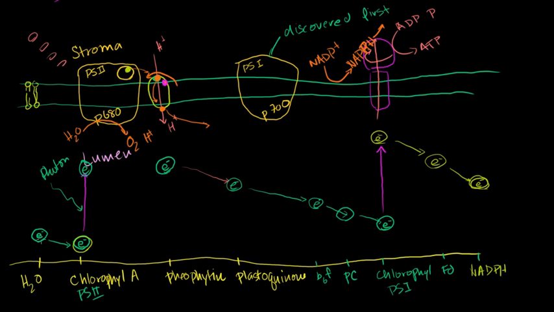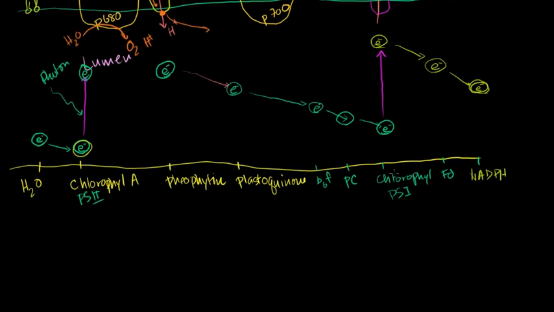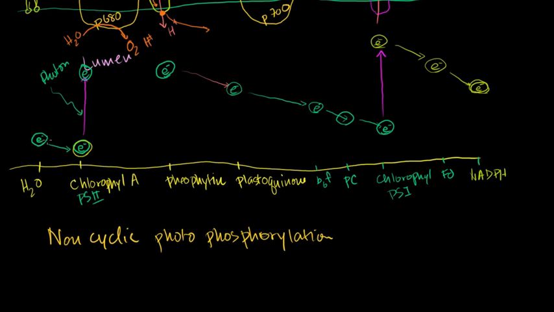But this idea of an electron going from water to NADPH, this is called non-cyclic photophosphorylation. And it's called non-cyclic because you're not reusing the same electrons over and over again. The electrons start off, and depending how you view it, chlorophyll or the water, and they end up in the NADPH. Now, there's another type of photophosphorylation.